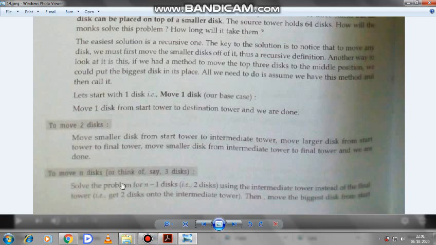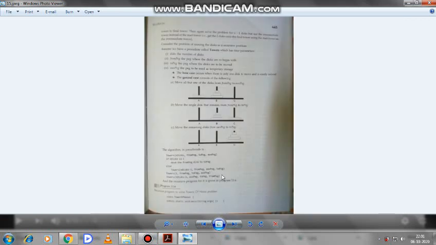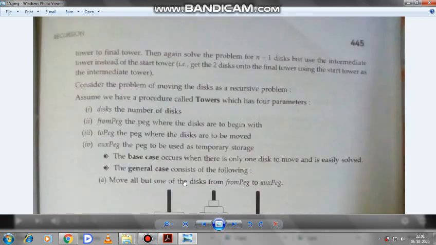That means solve the problem for n minus 1 disks using the intermediate tower instead of the final tower. Then you have to move the biggest disk from the start tower to the final tower, as we have done in the example. You can see that animation by skipping through the video. Then again solve the problem for n minus 1 disks, but use the intermediate tower instead of the start tower.